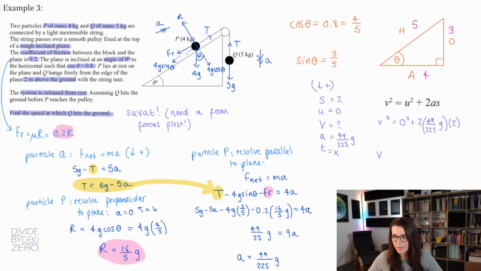We then solve for v, and we get 2.9 meters per second to two significant figures. I've just taken the positive version of v there for the answer.